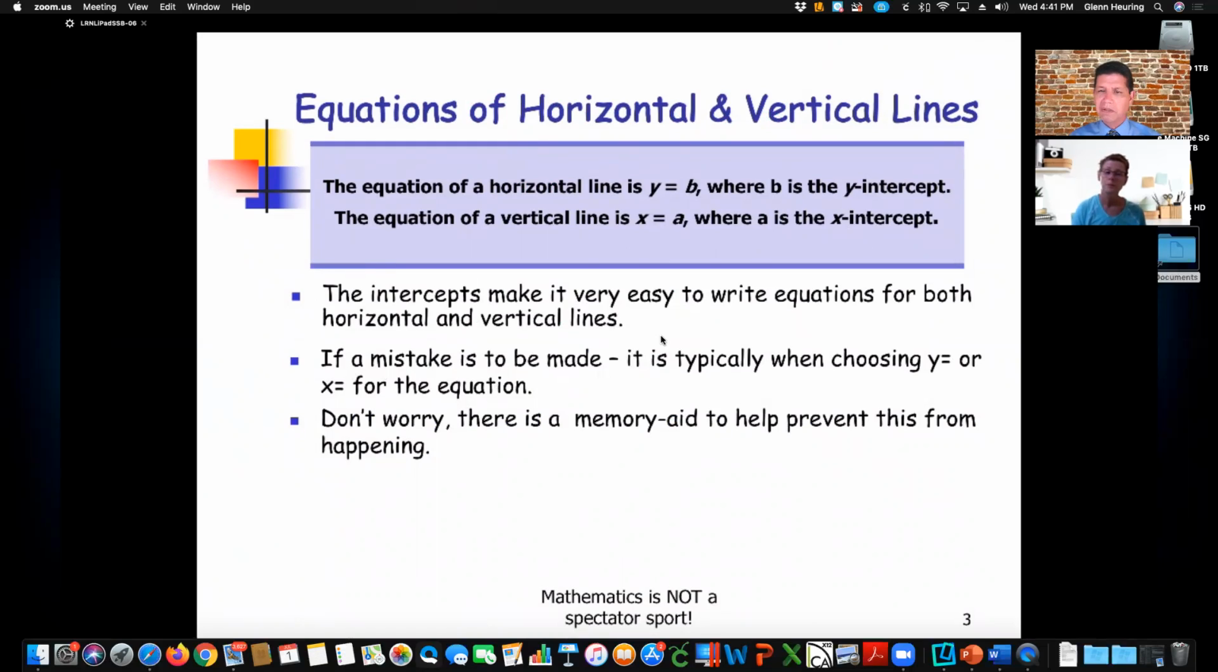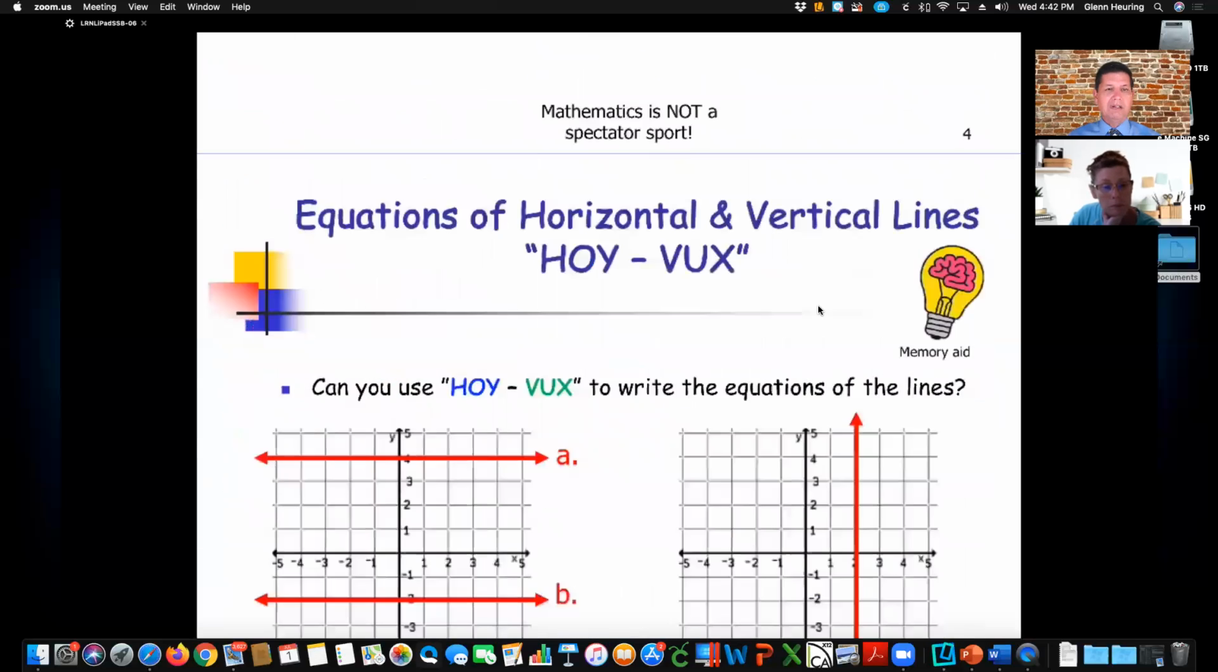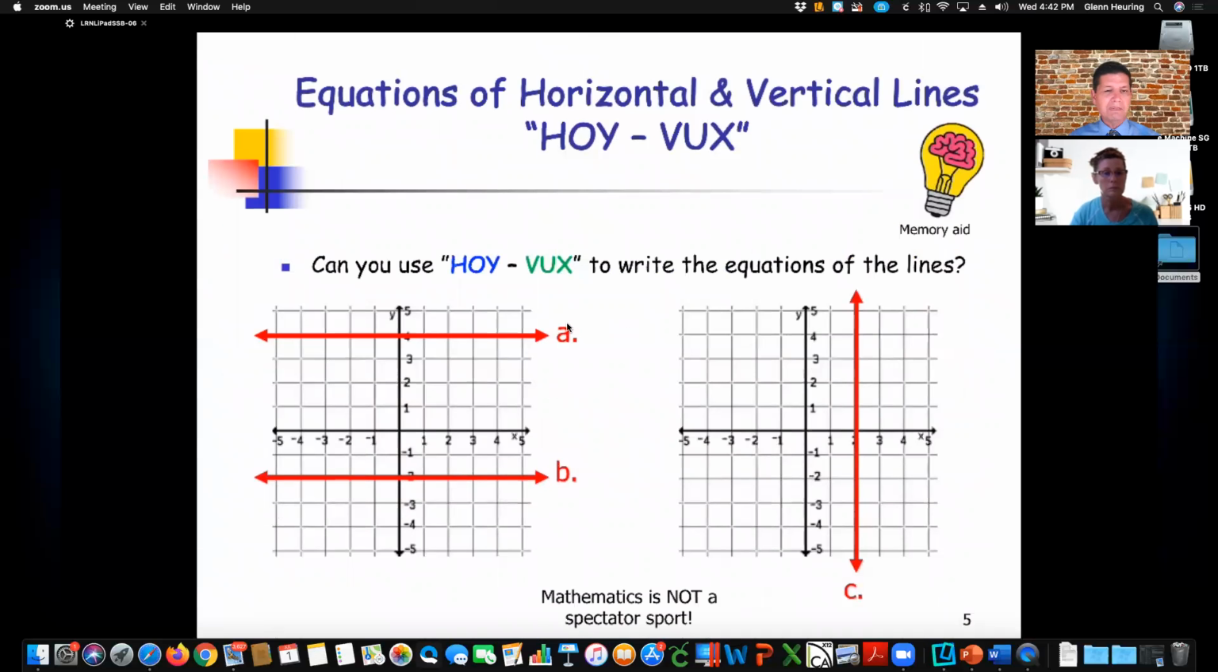The mistake is typically not made in identifying the intercepts, but made when choosing whether to use y equal or x equal. So don't worry, we have an easy memory aid to help you with that, and it's known as Hoy Vux. Hoy is used for horizontal lines. It means horizontal lines have a slope of 0 and they use y equal equations. And Vux is used for vertical lines, and they have undefined slopes and they are x equal equations. Hoy Vux.